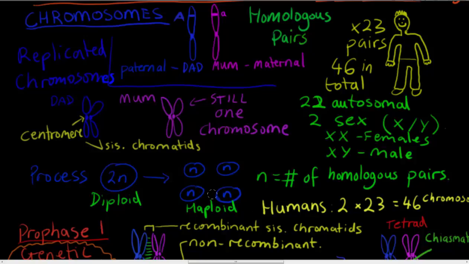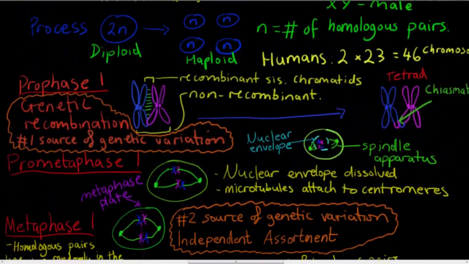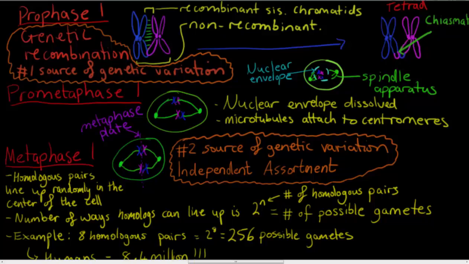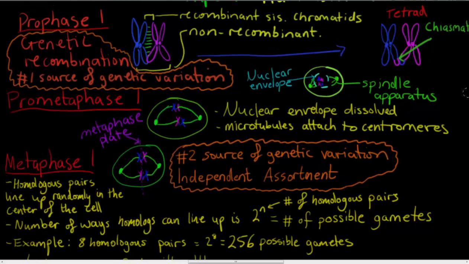This could be sperm or egg. Remember, humans, 2 times 23, we have 46 chromosomes in total. It's an important number to remember. Now we understand that, we can talk about meiosis.